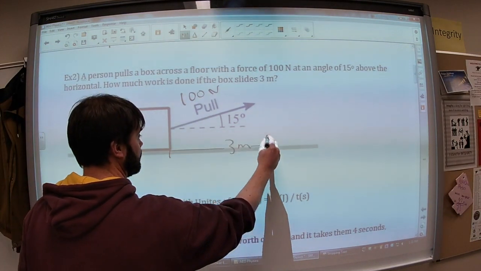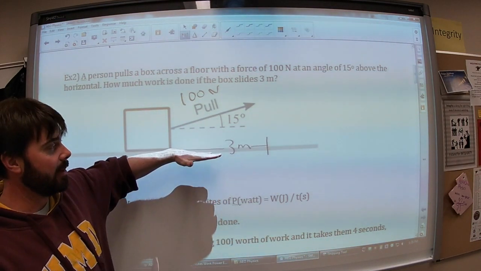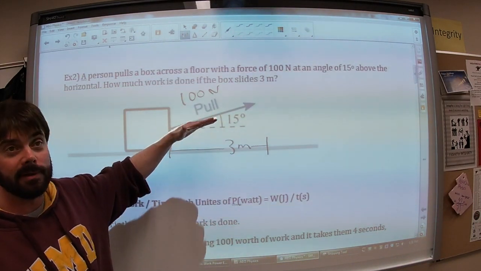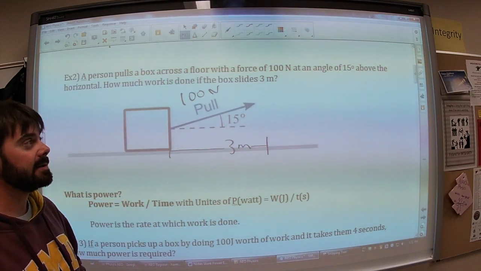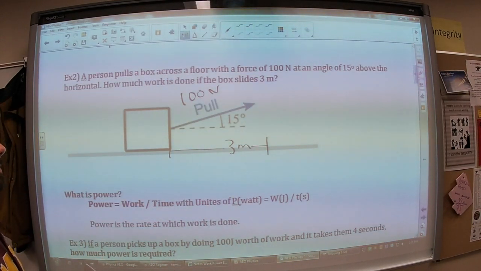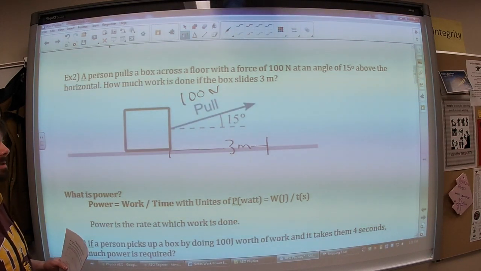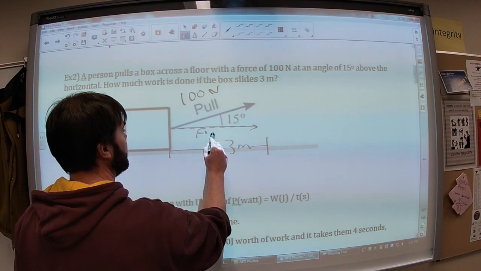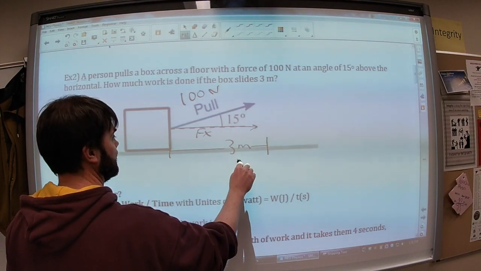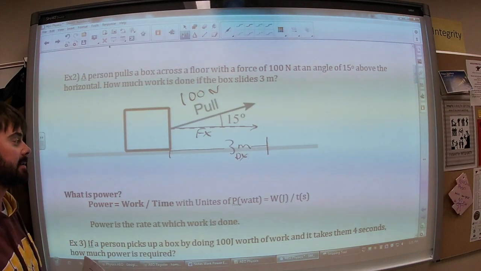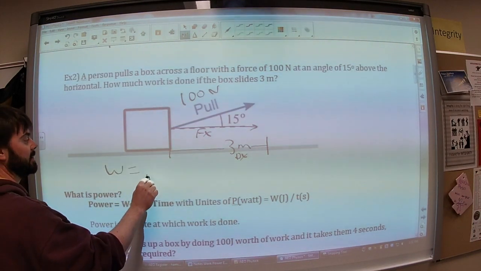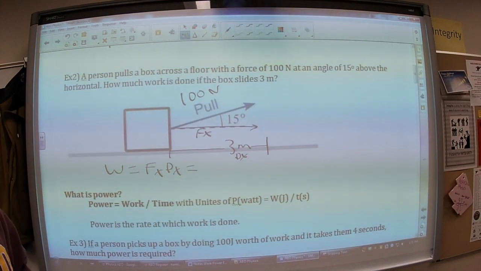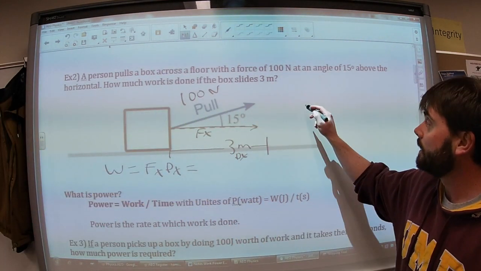Again, the direction of motion for the box is perfectly horizontal, but they are pulling at an incline above the horizontal. So we need to do a little bit of trigonometry to figure this out. Work is still going to be force times distance, but we need the force in the x direction if we're going to multiply it by the distance in the x direction. So our work equation is still work is force times distance. We'll say it's F of x times d of x, but we have to do a little trigonometry here to figure this out.